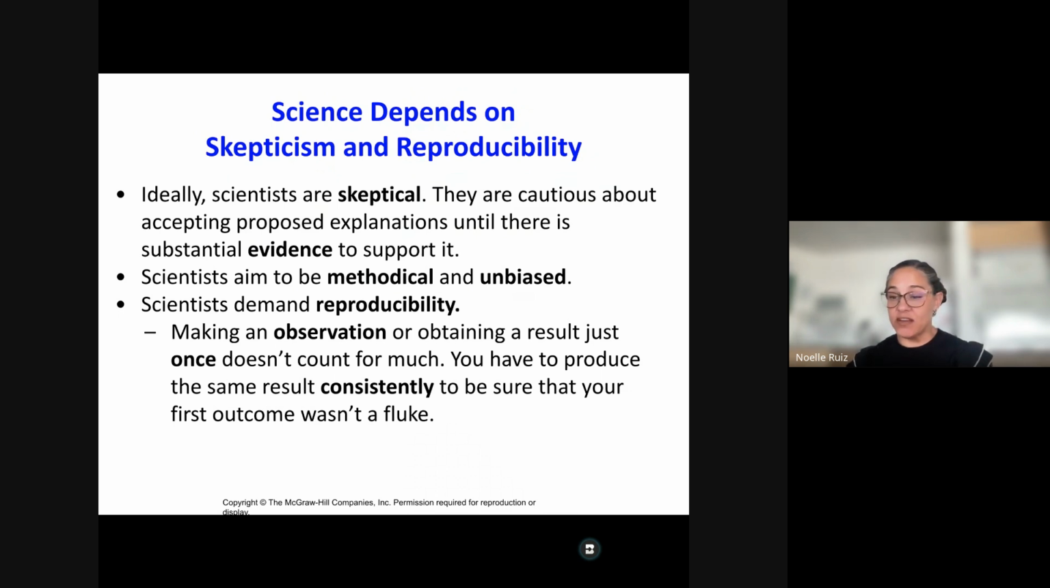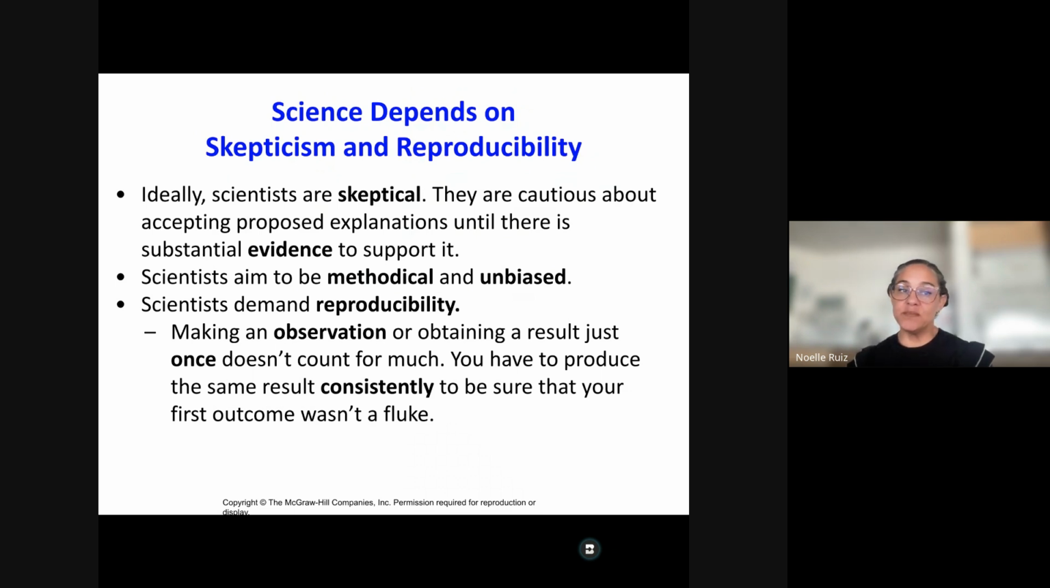Scientists aim to be methodical and unbiased. Methodical just means they do things. They have a method. They do things in a certain way. The scientific method. The same method that you've studied in every single science class you've ever taken. Or hopefully. And then unbiased means they don't lean towards one side or another. They stay completely neutral and they just gather the evidence.